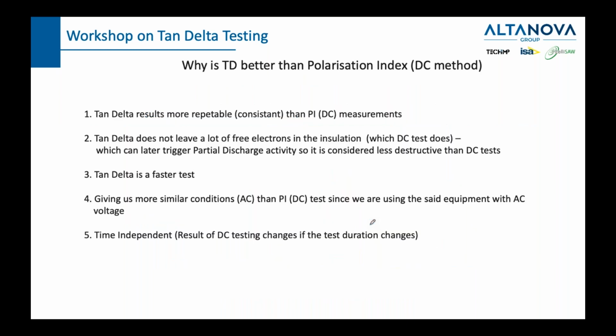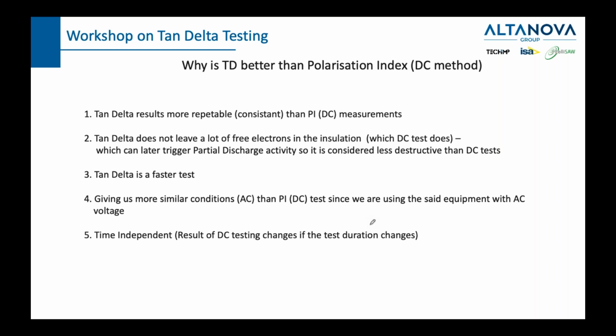Why is tan delta better than polarization index, the DC method? First and utmost, the most important reason, which I didn't write here, is that the DC measurement might damage your insulation. We will explain this later. The first point then would be that tan delta results are more repeatable than polarization index, which means that if you do polarization index three times, you will get different results. With tan delta, you get the same results.